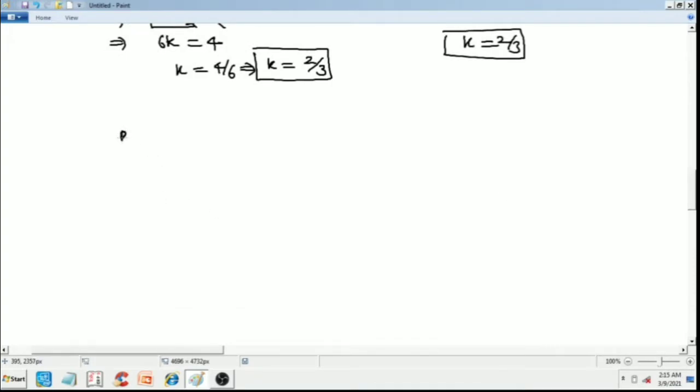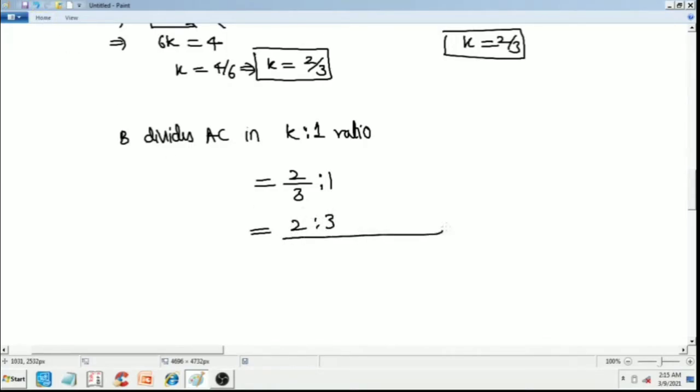Here B divides AC in k is to 1 ratio. So in order to find the ratio, substitute the value: k value 2 by 3 is to 1. So from here multiply both sides by 3. So 2 is to 3 is the ratio. This is the solution.